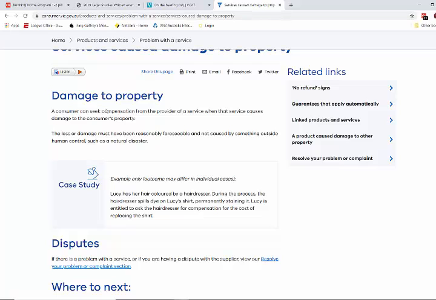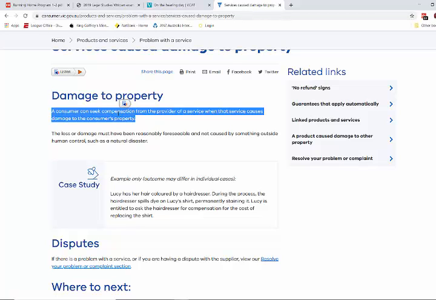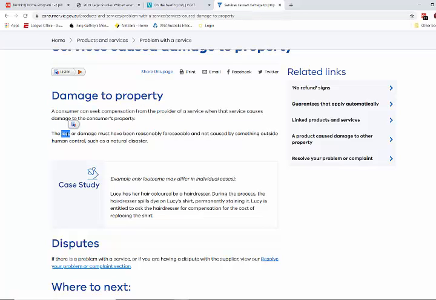Hey, a consumer can seek compensation from the provider of a service when that service causes damage. The loss, so there we go, the loss or damage must have been reasonably foreseeable and not caused by something outside of human control, such as a natural disaster. So unless a tsunami randomly rolled through, no guarantees, hey, it's reasonably foreseeable that if they didn't keep track of my address, they could lose it, I suppose.